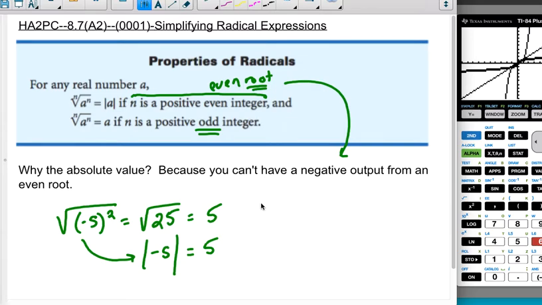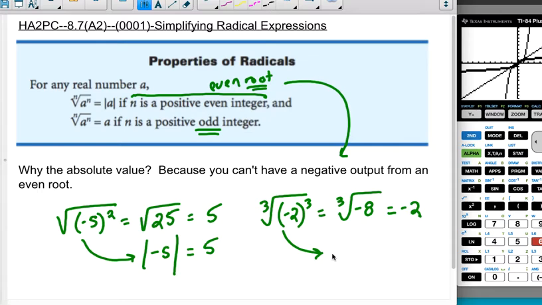If you did the cube root of, let's say, (-2) to the third, you could clean this up and make this a cube root of -8, which is totally going to give you a -2. Or you could recognize that the cube root and the cube just cancel to give you a -2. Either way, you get a -2. The trick is that you can't have negative outputs from even roots.